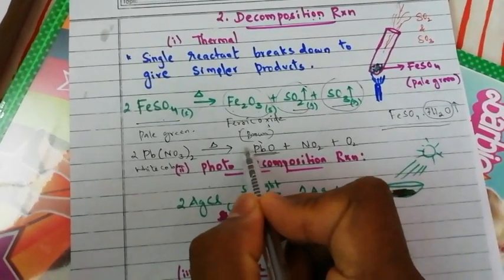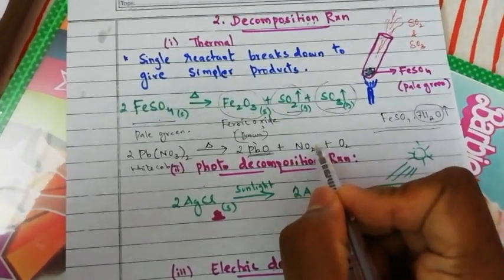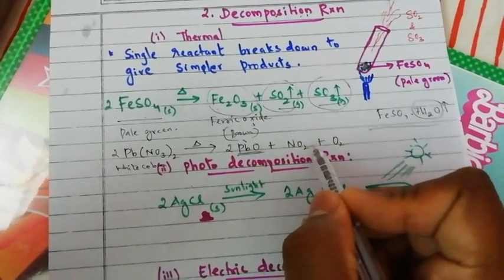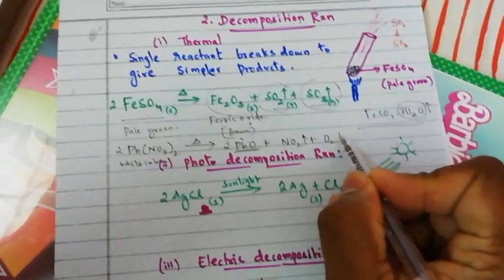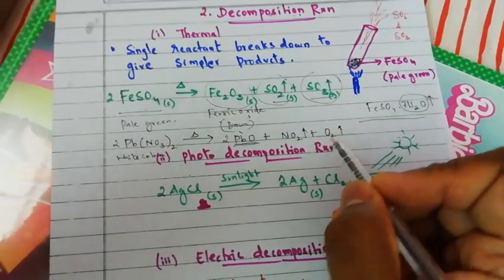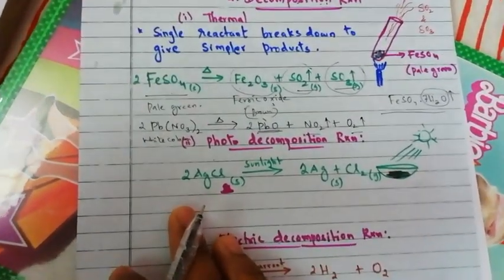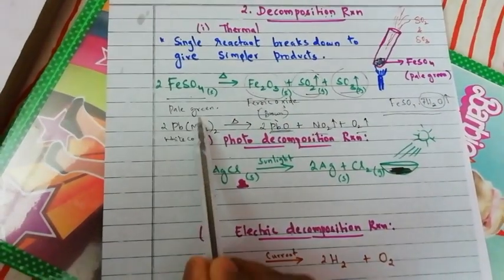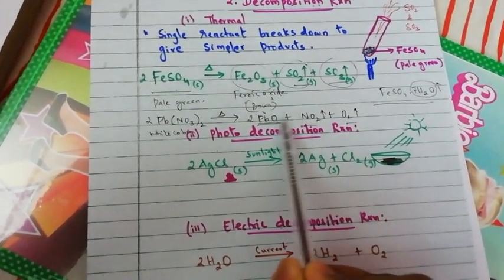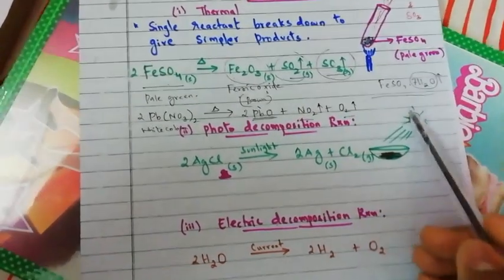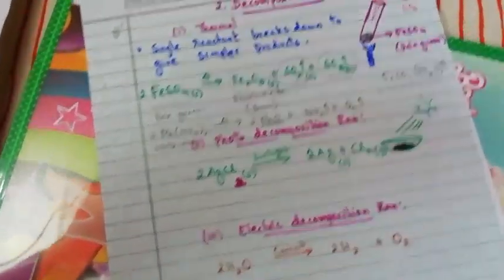Lead oxide is a yellow color solid substance which is formed, and this nitrogen dioxide is a reddish brown color gas which comes out through this, right? Nitrogen dioxide and oxygen come out. Look at it, the same procedure. Thermal decomposition reaction, single reactant, when it is heated, it breaks down into 3 different simpler products, right? This is one example of thermal decomposition reaction. Do you all understand?